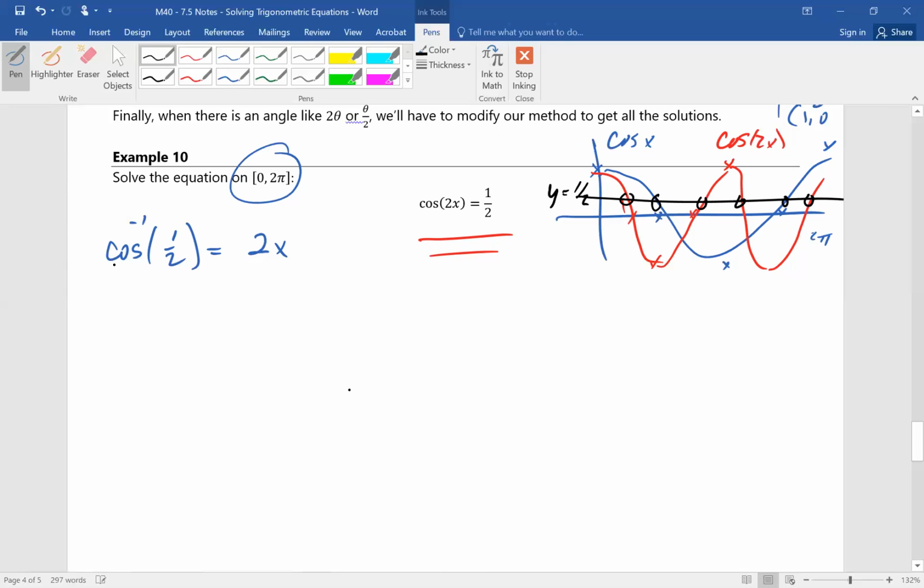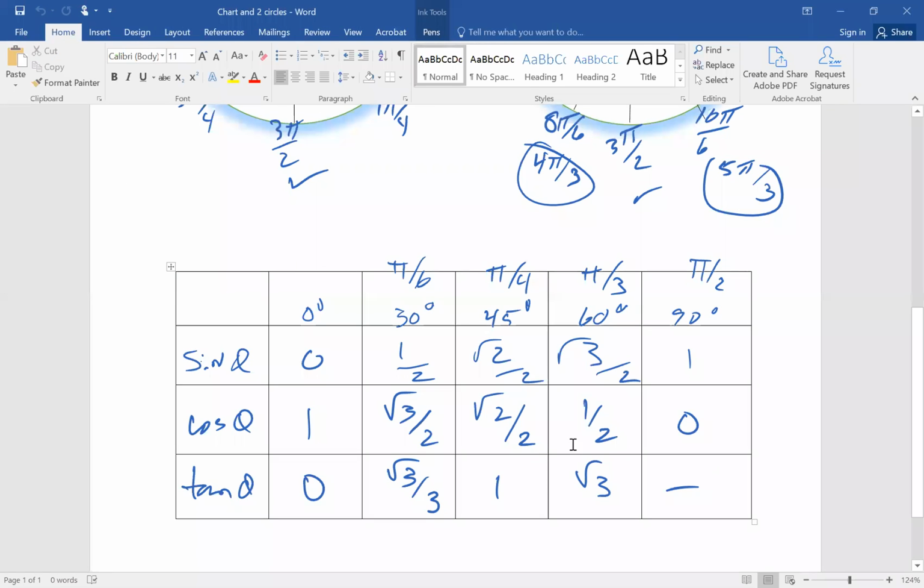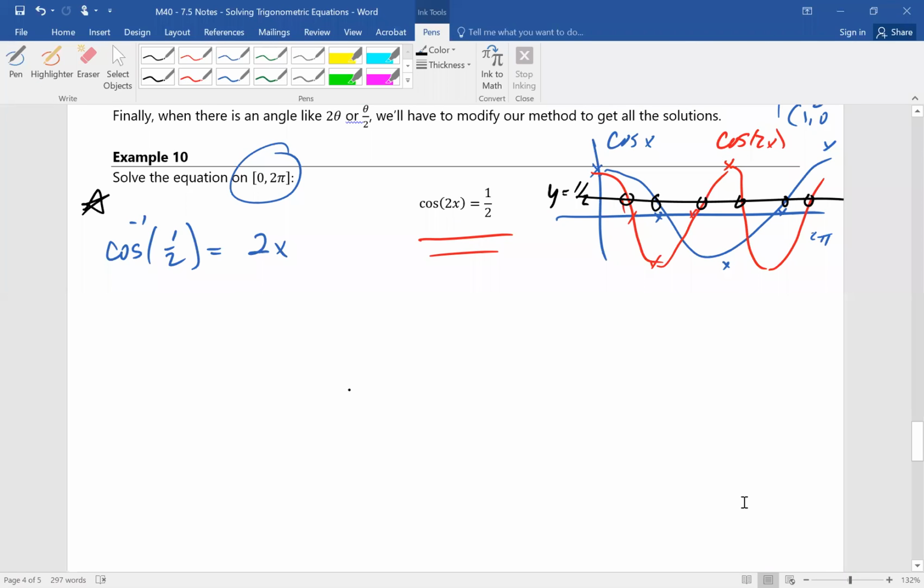Now, right off the bat, let's get this part right. What angle gives me a half? We already did that one, right? So if I want to know what angle gives me a half, you should be going to your chart and say that's pi over 3. See it? So cosine of pi over 3 equals 1/2. And so that's pi over 3. Oop, and now the pen's not working. Pi over 3 is going to equal 2x.